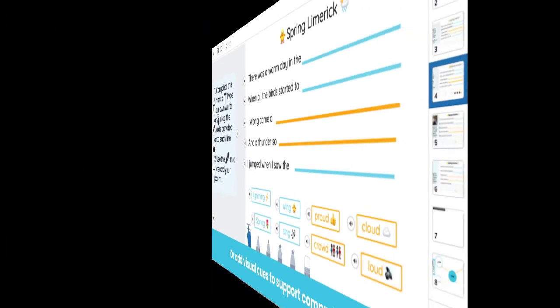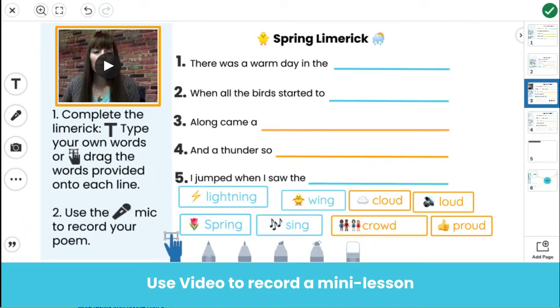quickly and easily. Another powerful scaffold that can easily be added to a Seesaw activity is an instructional video or mini lesson directly on the page. By using the video tool, the teacher can provide guidance, instruction, and any other learning that will help the students be successful in completing the activity.